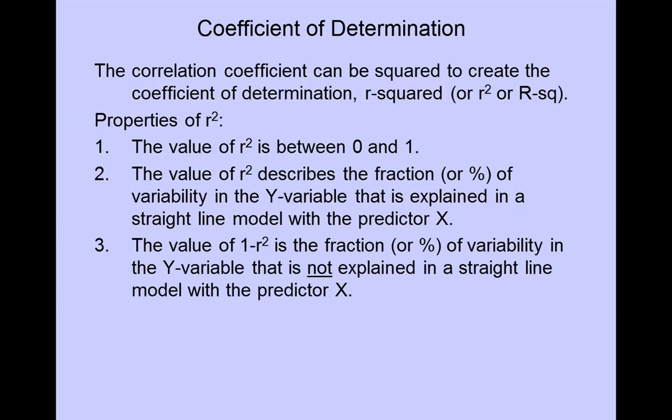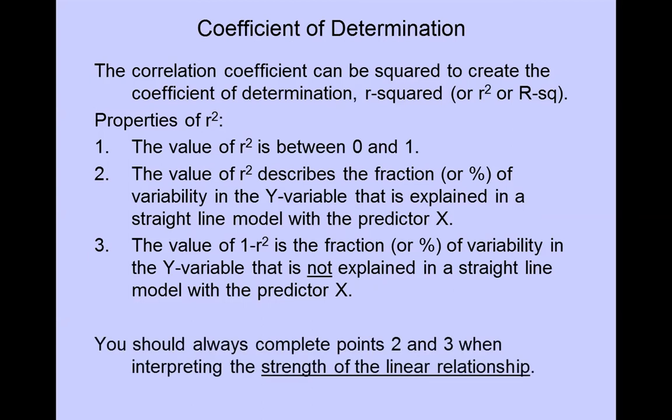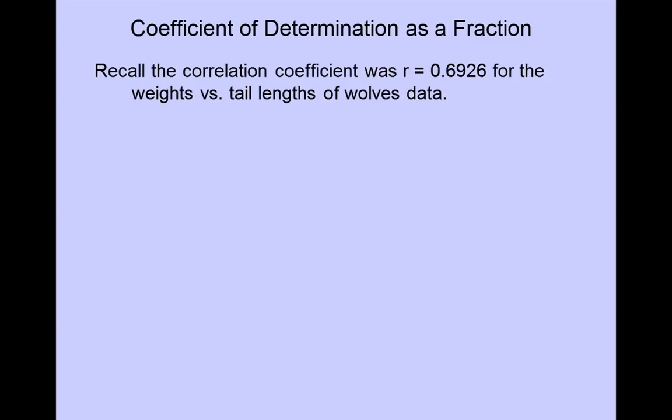Now what is left over out of the total, the one whole, is the 1 minus R squared. That is the part, or that fraction, of variability in your response variable that is not explained in your straight line model when you're using the predictor X variable. You're always going to interpret points 2 and 3 when you're describing or interpreting the strength of a linear relationship between your X and Y variables.